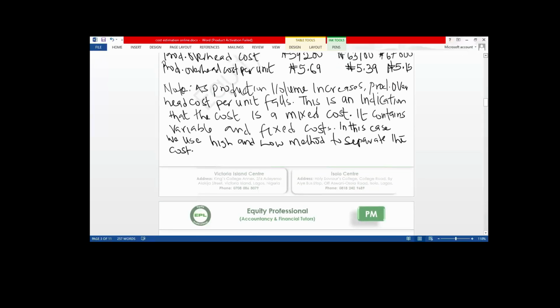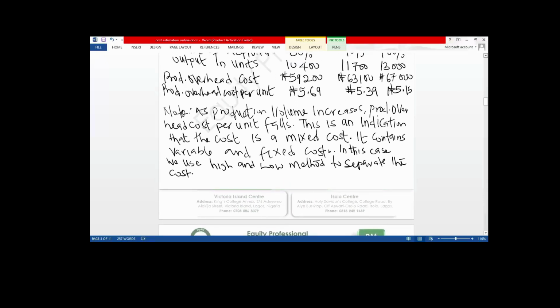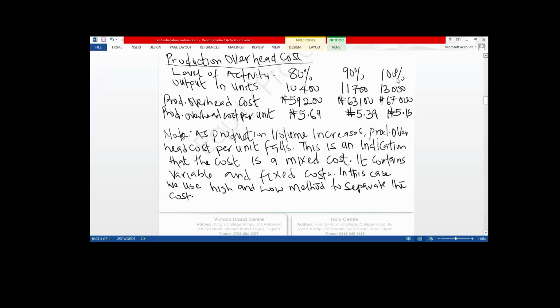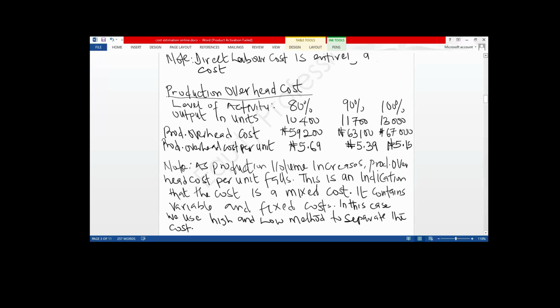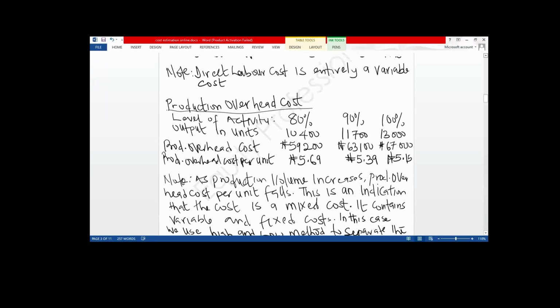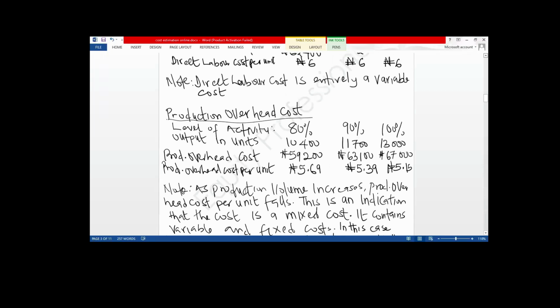If you look at this, the highest activity level is 100%. At this level, production was 13,000. Is that not right? That's true. Yes, sir.